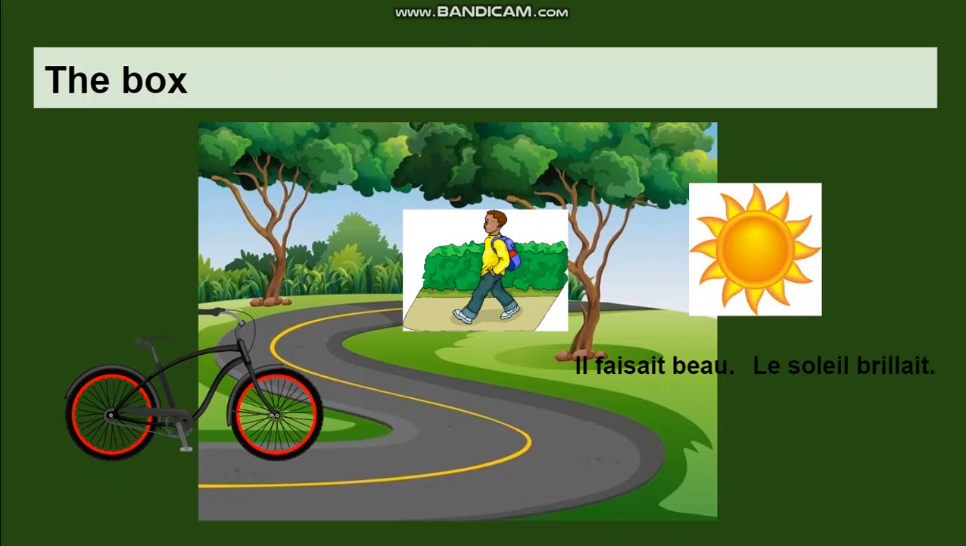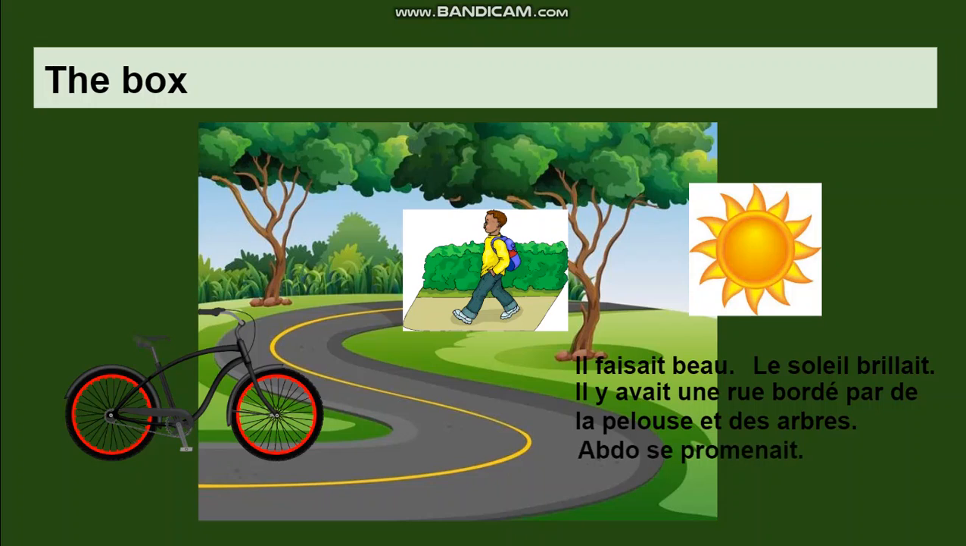Le soleil brillait. The sun was shining. Il y avait une rue bordée par de la pelouse et des arbres. So there was a street that was bordered by some lawn and some trees. Abdo se promenait. Abdo was going for a walk. Il y avait une bicyclette. There was a bicycle.